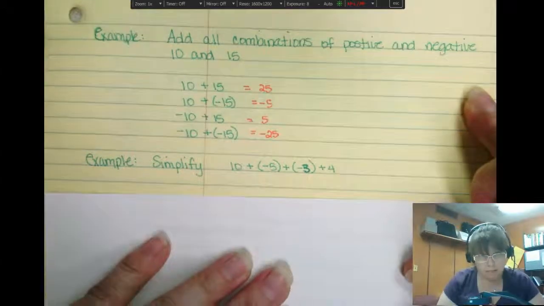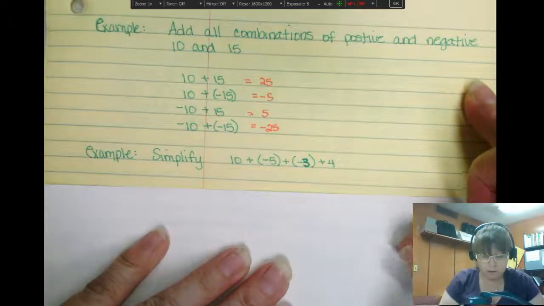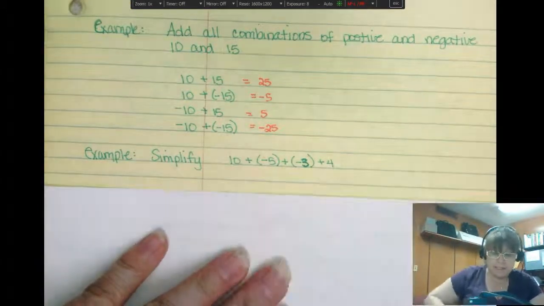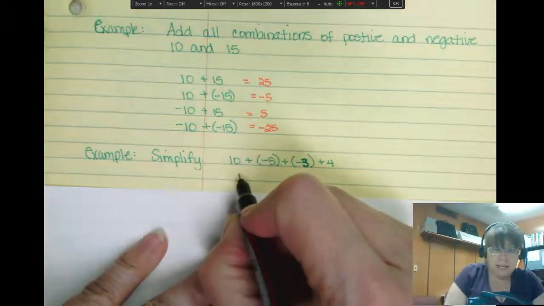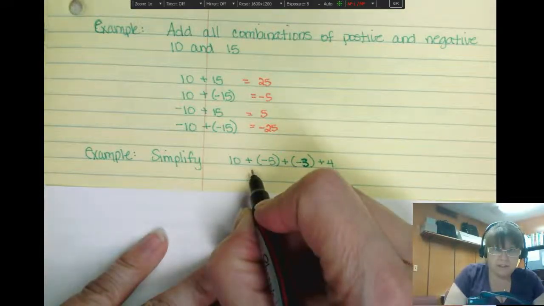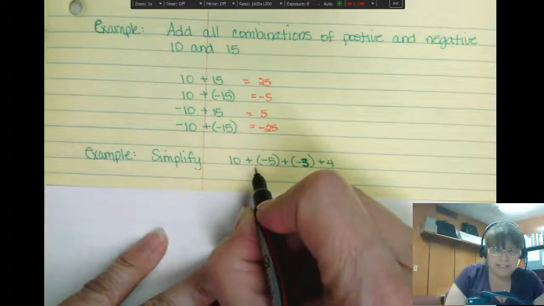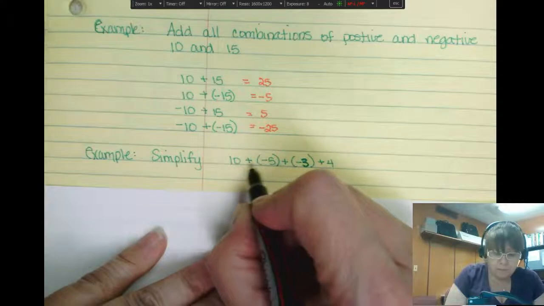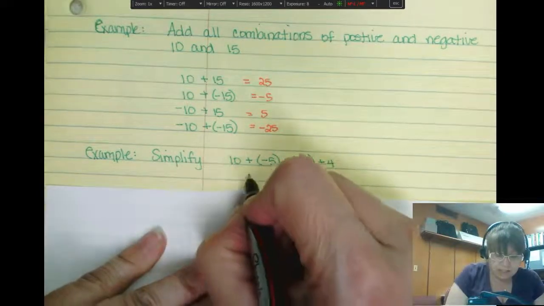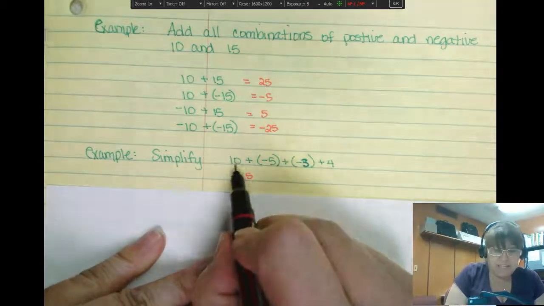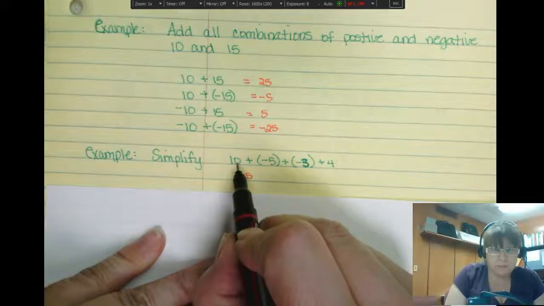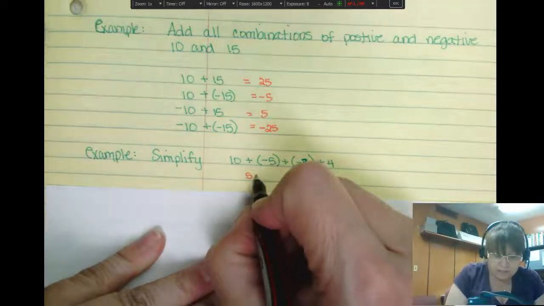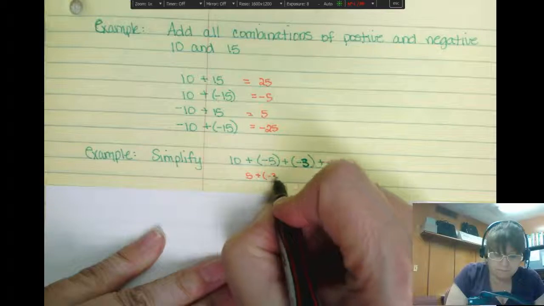So let's take a problem and simplify our problem. 10 plus a negative 5. Now they're different signs, so we're going to take the difference and give the sign of the larger number. So 10 minus 5 is 5, and the 10 was larger than the 5, so we keep it positive. Let's write down the rest of our problem.